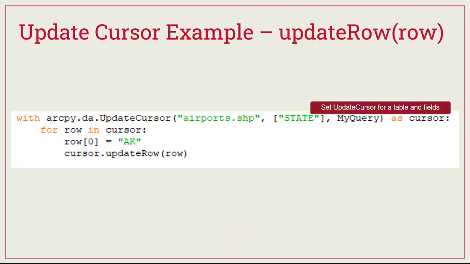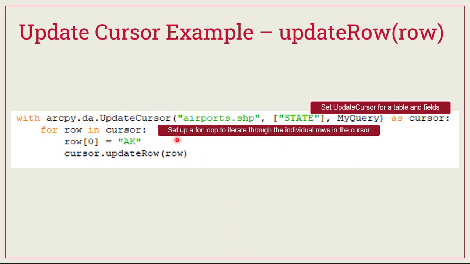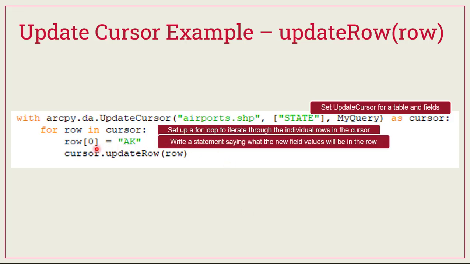And here I'm going to show you each of those workflow steps that we just talked about in the previous slide. Here's where they play out. So this first one here, that's where we set up our update cursor for a table and the fields. Next is where we are setting up a for loop to iterate through the individual rows and records in our cursor. Next is we are writing a statement saying what the new field values will be for that row, that current row that we're on in the for loop. And then finally, we're using the updateRow method to physically complete the field changes.